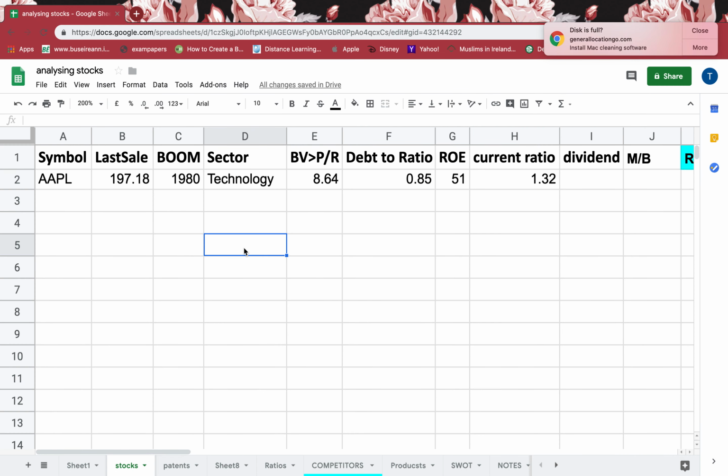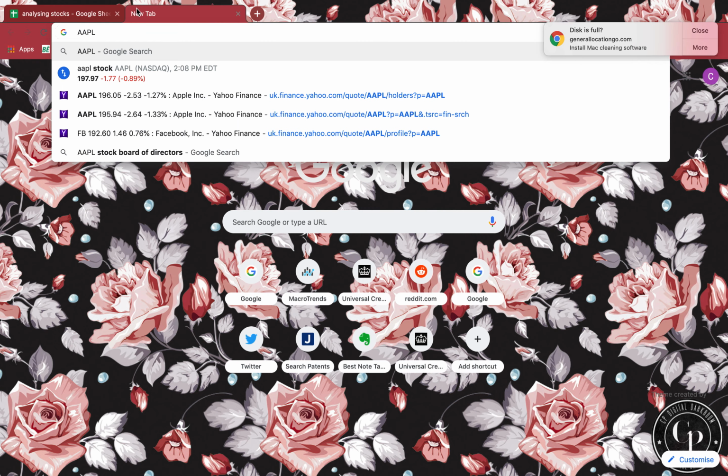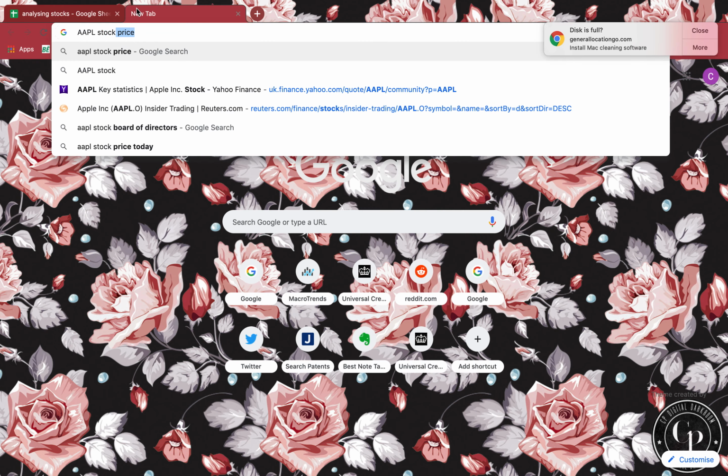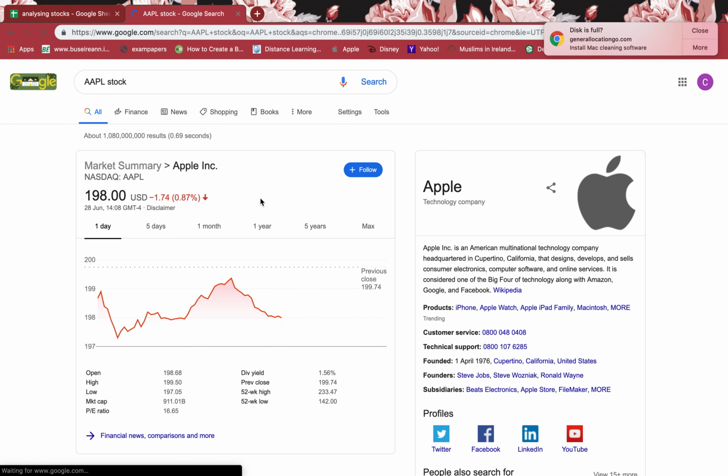Okay, in this tutorial, I'll be showing you Apple stock. We'll be evaluating that. I'll just copy this and paste it in Google. I'll type stock beside that. On the left hand side, I have information from Google, and on the right hand side, the information is from Wikipedia. Okay, so let's go.